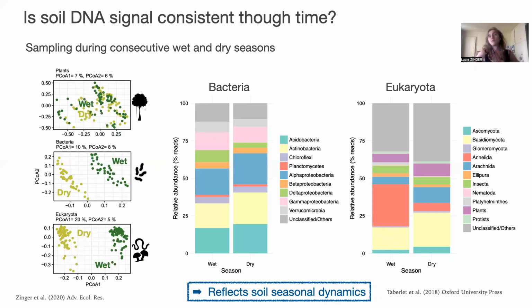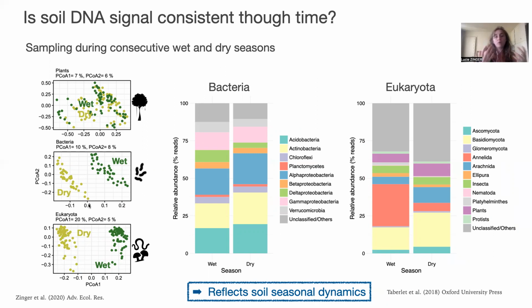Another question we asked was whether the soil DNA signal is consistent through time. So for this, we did a sampling during 2 consecutive wet and dry seasons. And we studied the community composition in plants, bacteria, and eukaryotes. And so you can see that we did not observe any change in plant communities, but we observed a lot of change for bacteria and eukaryotes.